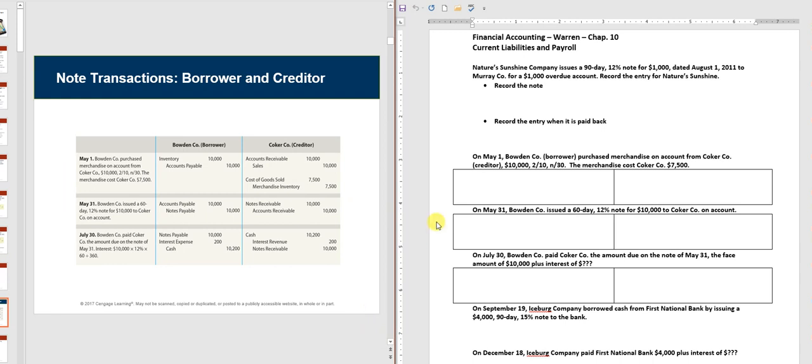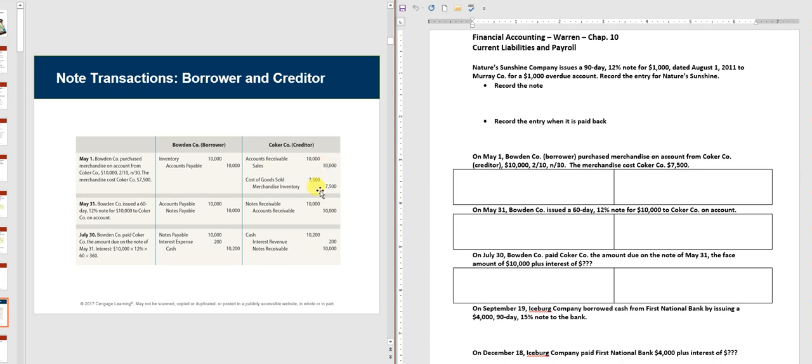Okay, now we're going to do one down here that does indeed show both sides of it. So this one, I purchased inventory on account. So I debit inventory and credit accounts payable. The seller has accounts receivable and sales for the $10,000, but whenever you have a sale, you have 2 entries, one to record the sale and one to record the merchandise, get it out of merchandise into cost of goods sold. So if this company did an income statement, they would have sales minus cost of goods sold. So sales of $10,000 minus cost of goods sold of $7,500.